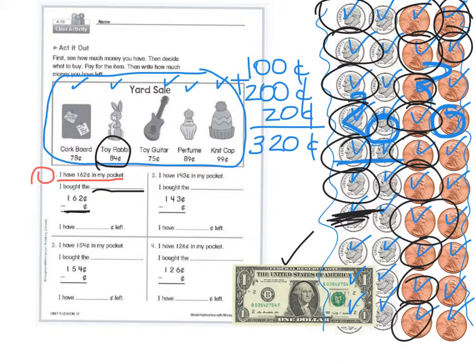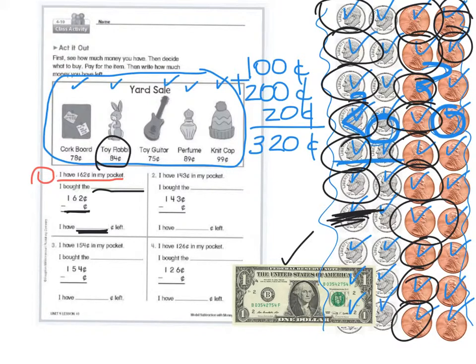Then once you have the money that you need to buy that item, you're going to turn that money into the banker, and then the customer is going to count the money that you have left. So the money that you didn't spend. You're going to count up that money, and you're going to write that amount on the line at the bottom of the box. I have blank cents left.